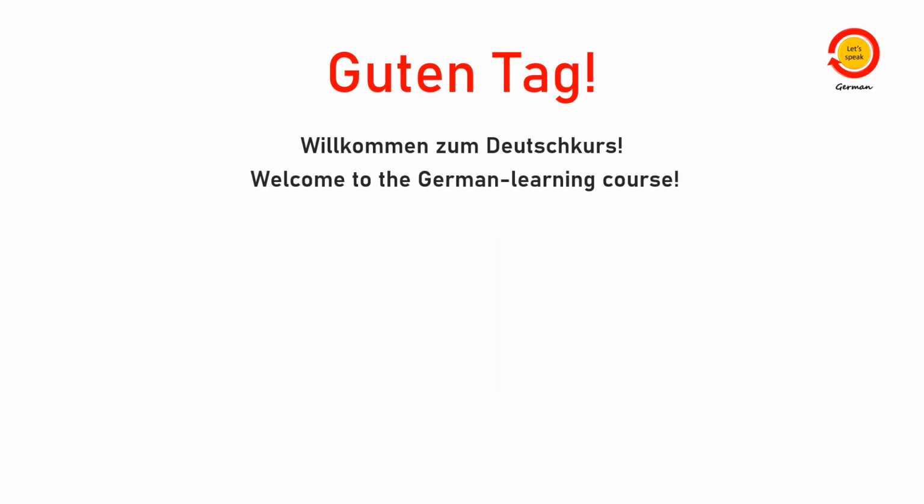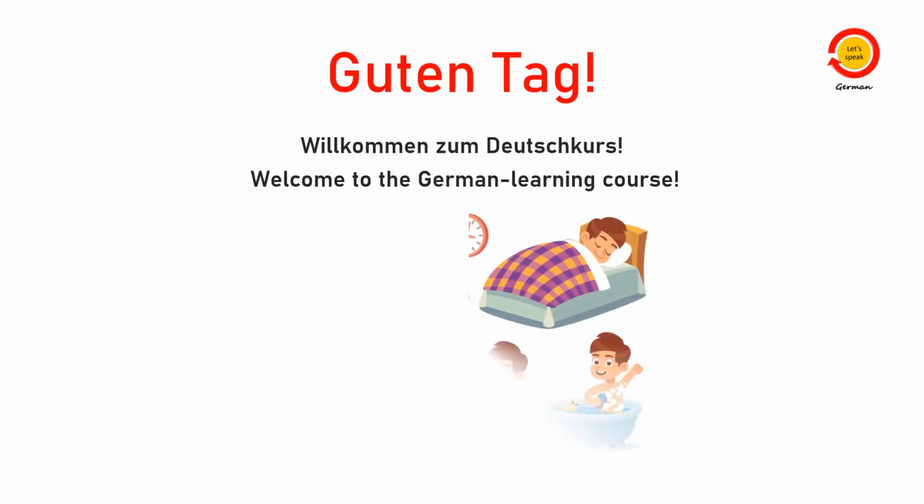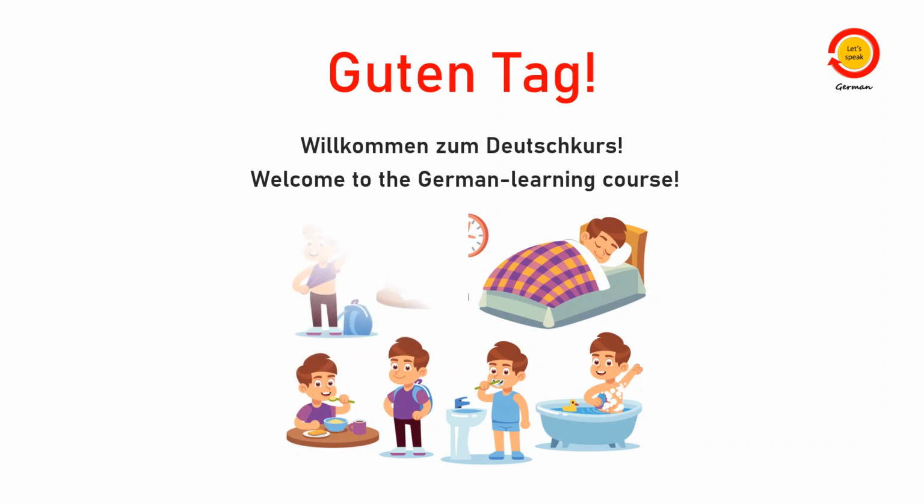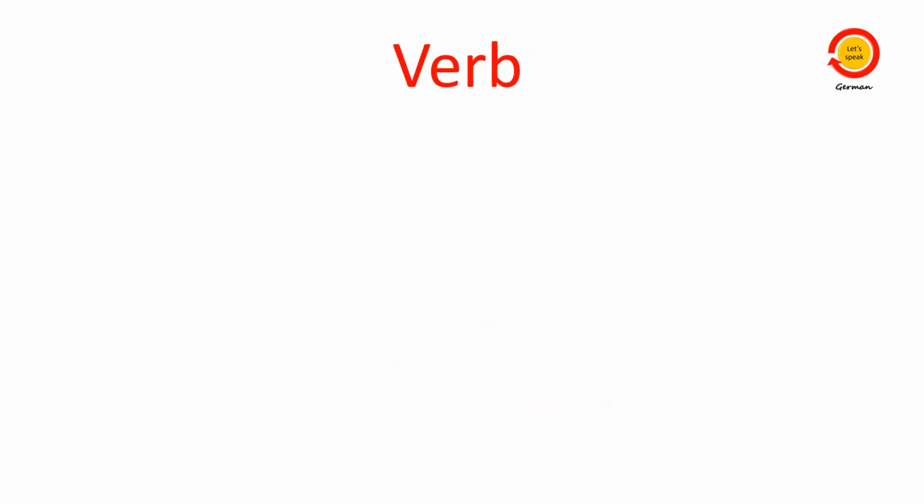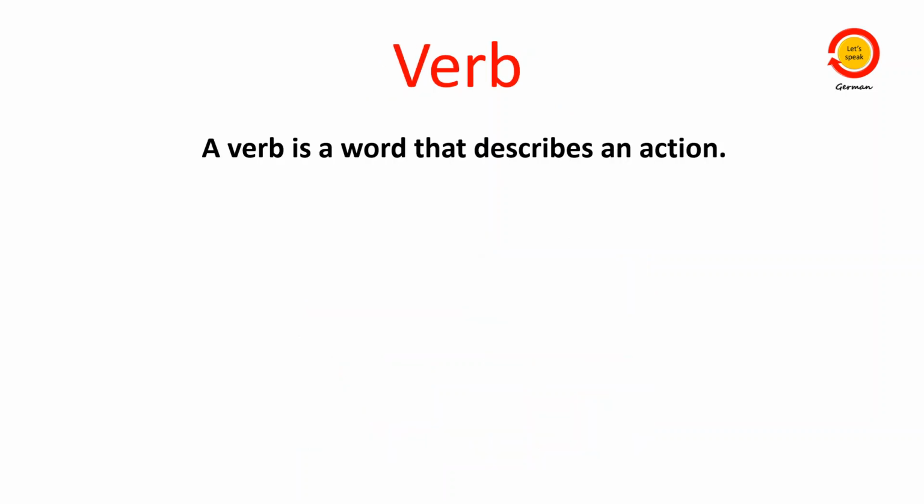Could you think of all the actions you do in a day? You wake up, you brush, you eat, you drink, you go to work, you study, travel, watch TV, laugh, smile, dance, paint, drive, read, and so on. All these actions need a verb to express their form. A verb is a word that describes an action.